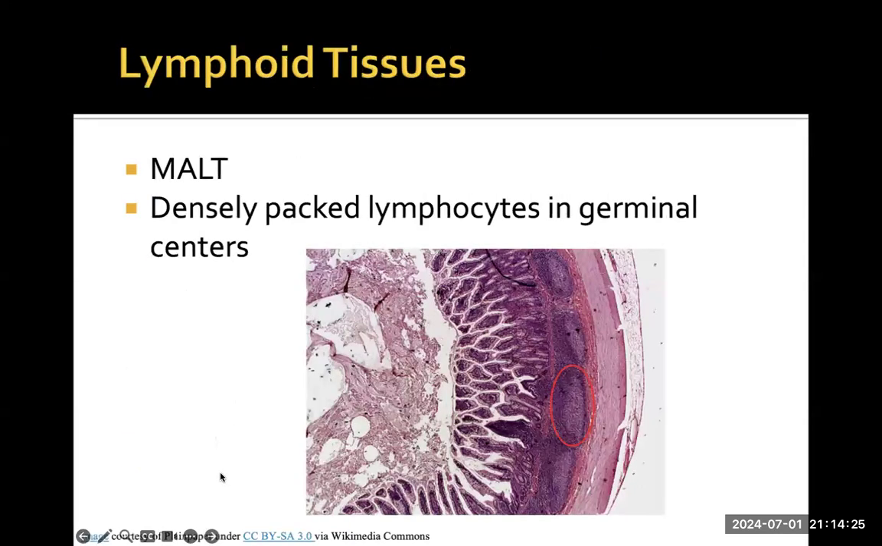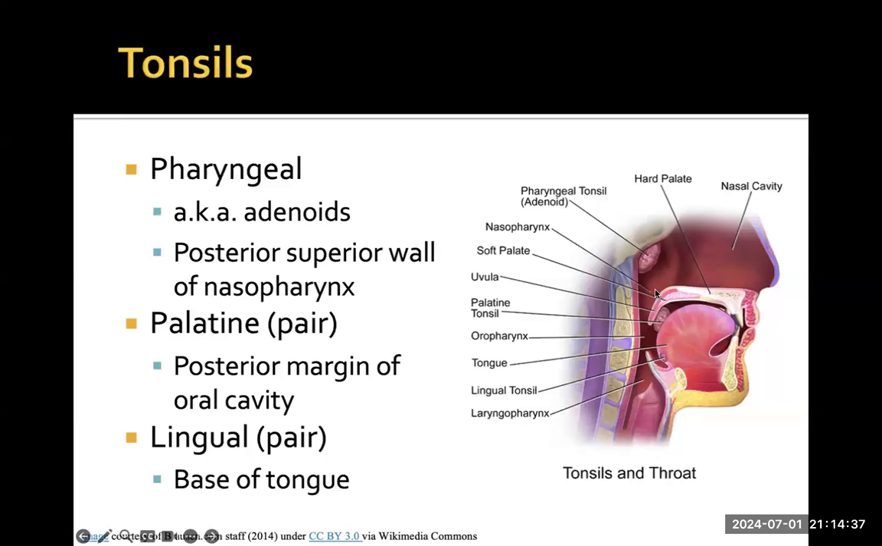So starting with the lymphoid tissues with MALT, these are going to be densely packed lymphocytes in germinal centers. So you'll see them very, very tightly compact here or here or here. Tonsils, you have a couple different sets of them. So you have pharyngeal tonsils, which are going to be these ones right here. They're also called adenoids. Those are going to be in the posterior superior wall of the nasopharynx, which basically means at the back of the nose.